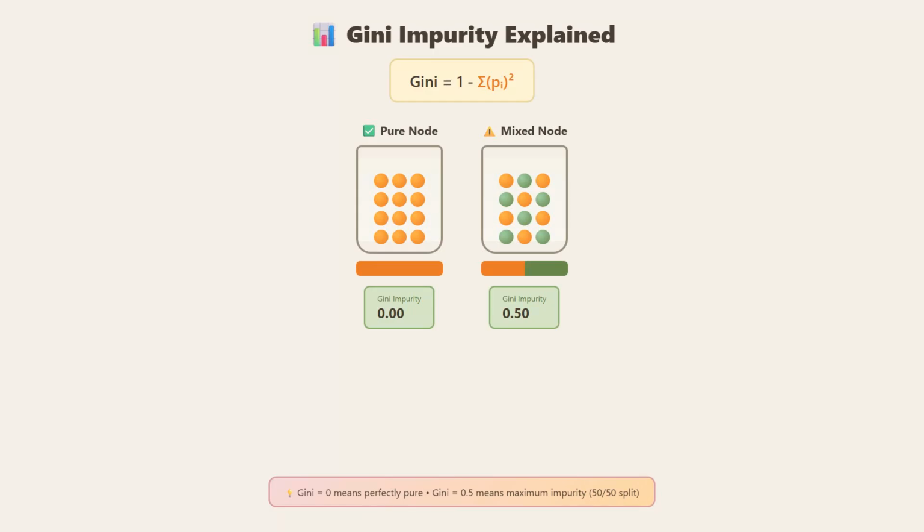When building a decision tree, we want to create splits that result in the purest possible child nodes. The algorithm calculates the weighted average Gini impurity of the children and compares it to the parent's impurity. The split that reduces impurity the most wins. This is why Gini impurity is sometimes called Gini gain when we're measuring improvement. The key insight is that Gini equals 0 means we have a perfect classification with no uncertainty.